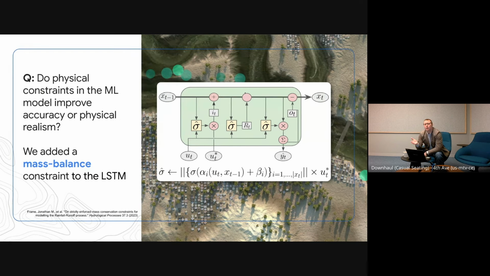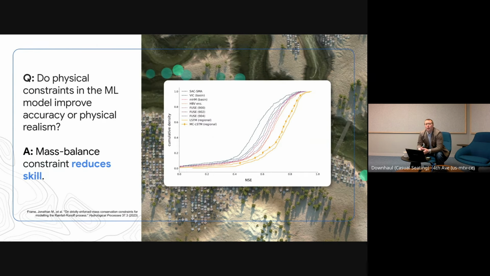We can train this model and we can see sort of how well it does. And what we see is that it loses about 5% accuracy. So adding mass conservation to the model actually makes the model slightly worse. What you're looking at here is just some representation of skill score. It's NSE, which is an R squared value. Higher R squared values are better, so being further to the right on the plot is better.